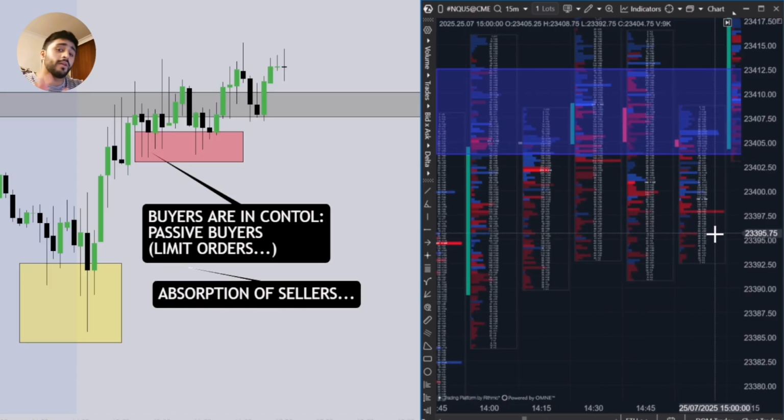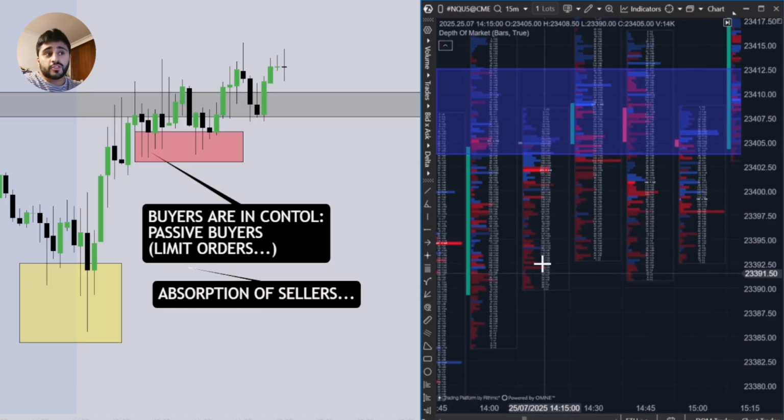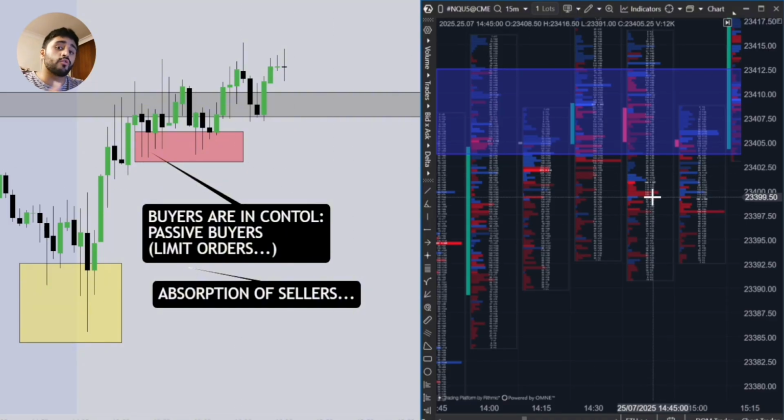1, 2, 3, 4. Bearing in mind, this is a 15-minute chart. So we're seeing 15, 30, 40. We're seeing an hour of bouncing around this area. So we know on NQ between 23,403 and 23,000, so roughly the 400, 390 region, we are seeing significantly more aggressive sellers. Therefore, the absorption of sellers tells us that there are buy limit orders resting in this region.